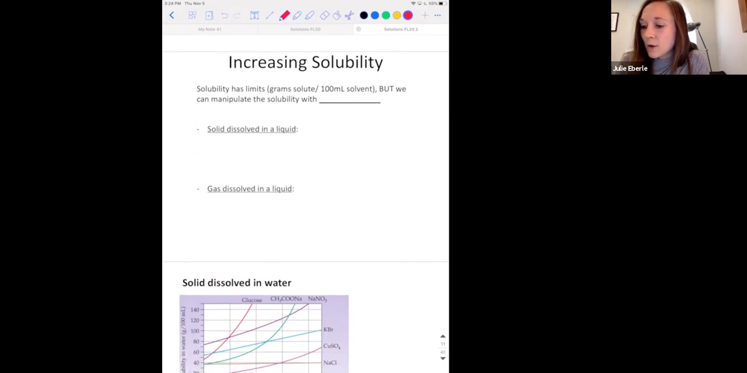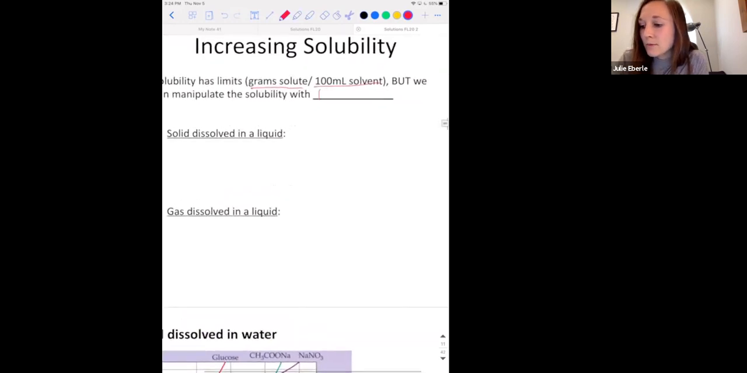Increasing solubility. Solubility has limits, and we define solubility as grams of solute per 100 milliliters of solvent, but we can manipulate solubility with temperature. So, sticking with our honey example, pun intended, what can you do to redissolve all those sugar crystals? Pop that thing in the microwave, right? Heat it up, stir it, and the sugar should redissolve.